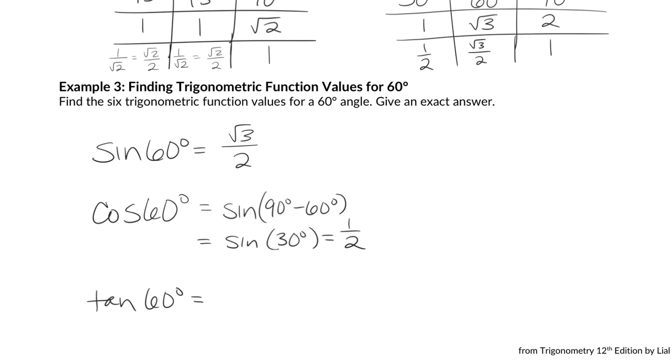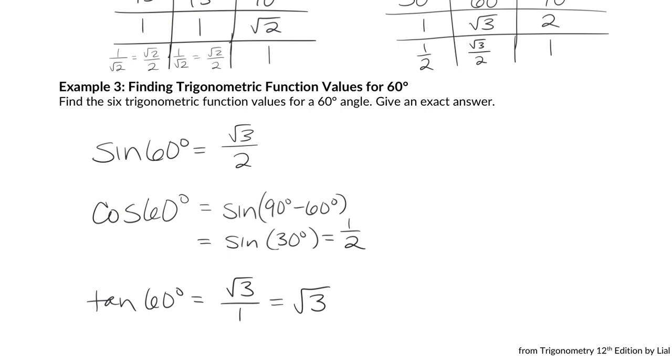Tangent of 60 degrees would be opposite of 60 degrees, which is square root of 3, over adjacent to 60 degrees, which is the 1. So that means the tangent of 60 degrees is square root 3. So in this one problem, using the tic-tac-toe board, I used cofunctions and I used SOHCAHTOA, which means we can go back and forth between the different ways to represent trigonometry and trigonometric ratios to get these values.